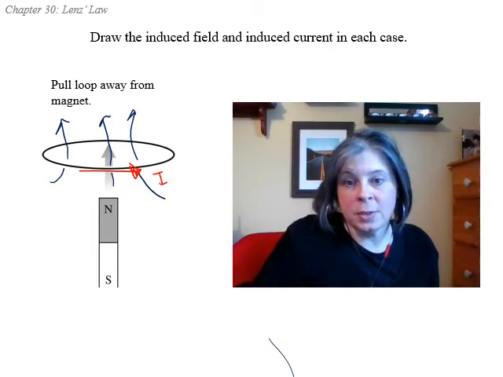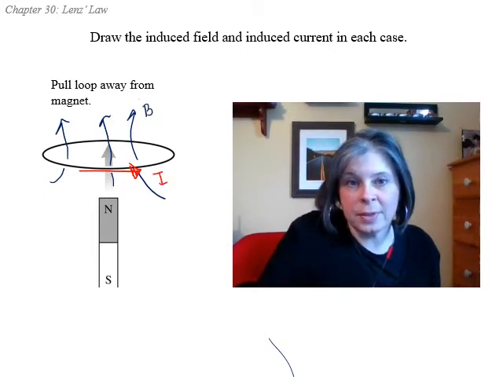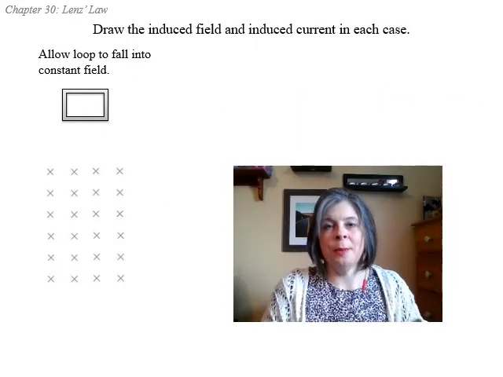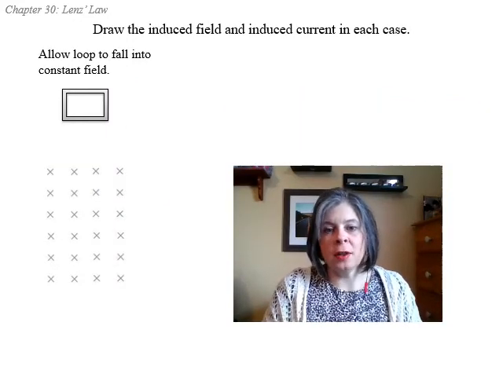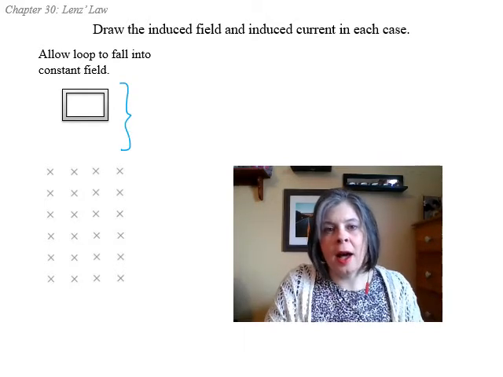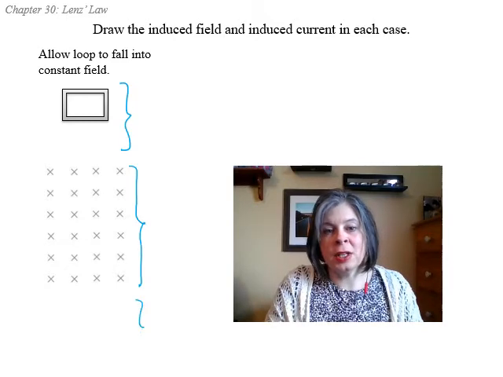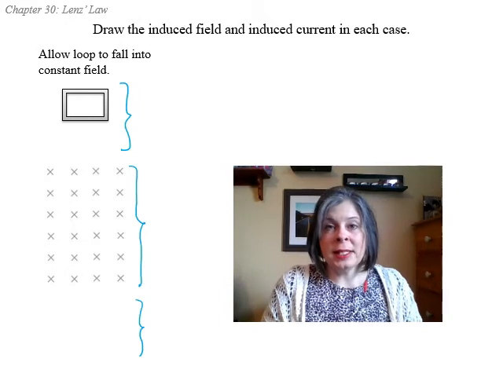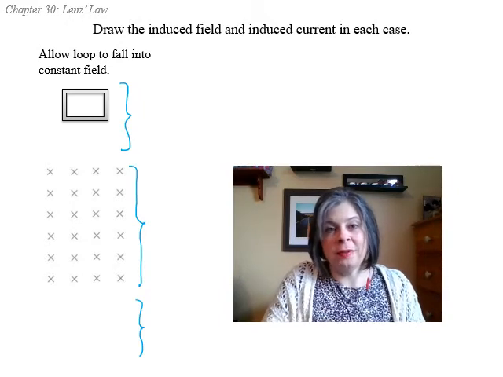So there's the induced current, and this was our induced field. This one is kind of a neat example because our loop first falls in free space with no magnetic field. Then it falls into a region with magnetic field, and then it's going to leave that and fall in a region with no magnetic field. So let's think about what happens at each one of these stages.